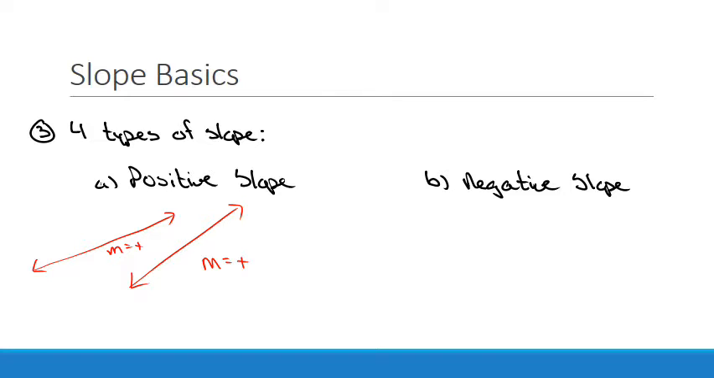Negative slope falls left to right. So we could say here our slope is negative, and again it could be a really fast decrease or fall, or it can be a slower one, but as long as it's falling from left to right, it's negative.